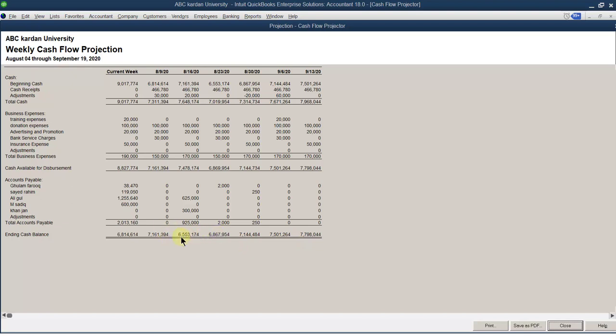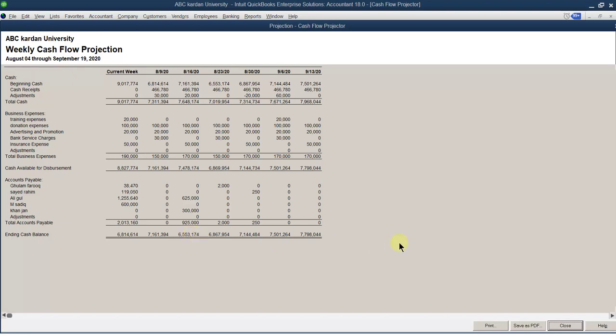If you feel that, for example, the ending balance is negative, then you have to consider it as a shortage of cash, and you need to find out the source of cash. If it is positive, it means it is surplus, then you have to find a way for investment. If it is negative, it means it is deficit, then you have to find the way for raising cash from the market in order to manage day-to-day activity of the business.